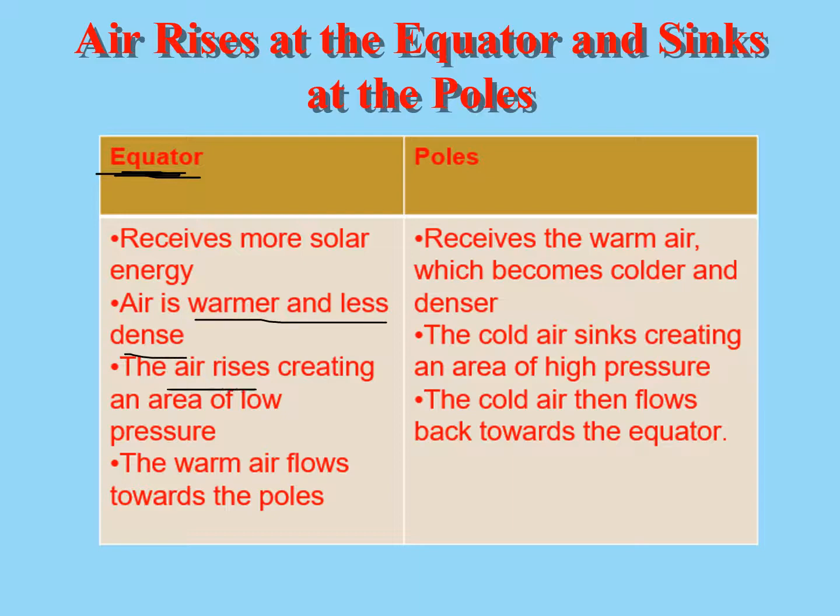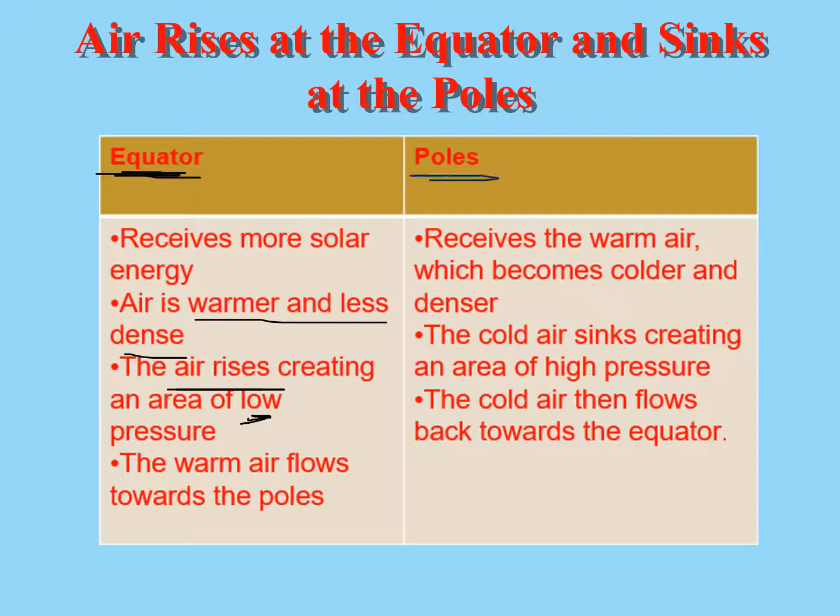The warm air is rising, creating areas of low pressure. That warm air flows towards the poles, because again, that's what heat does. It goes from hot to cold. So that warm air is going to rise and start flowing towards the poles.